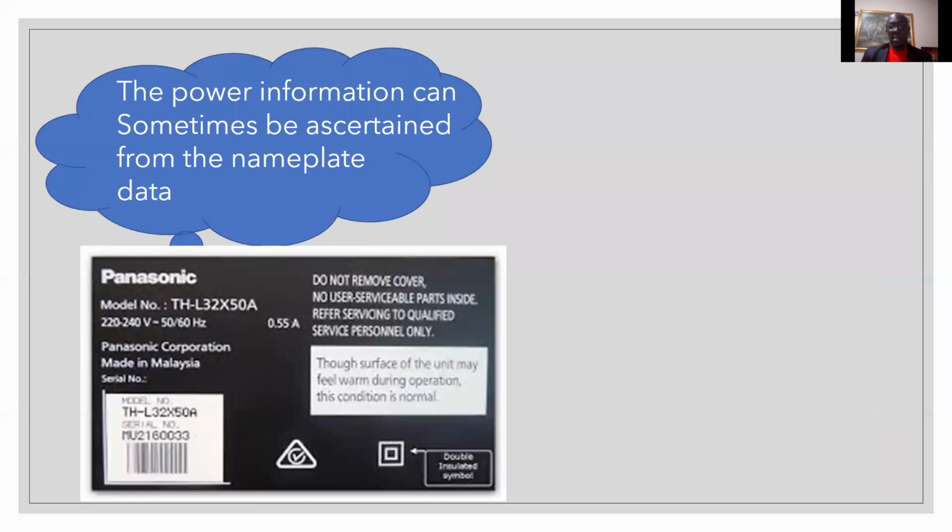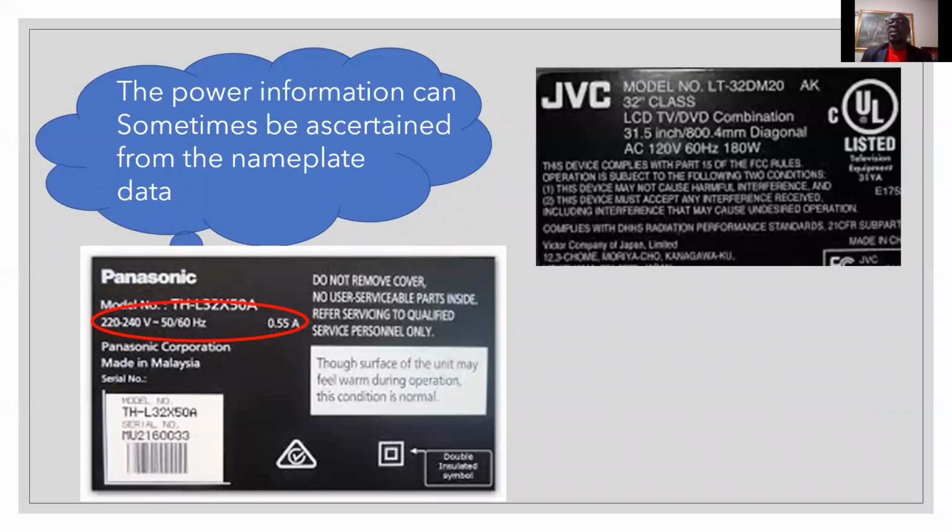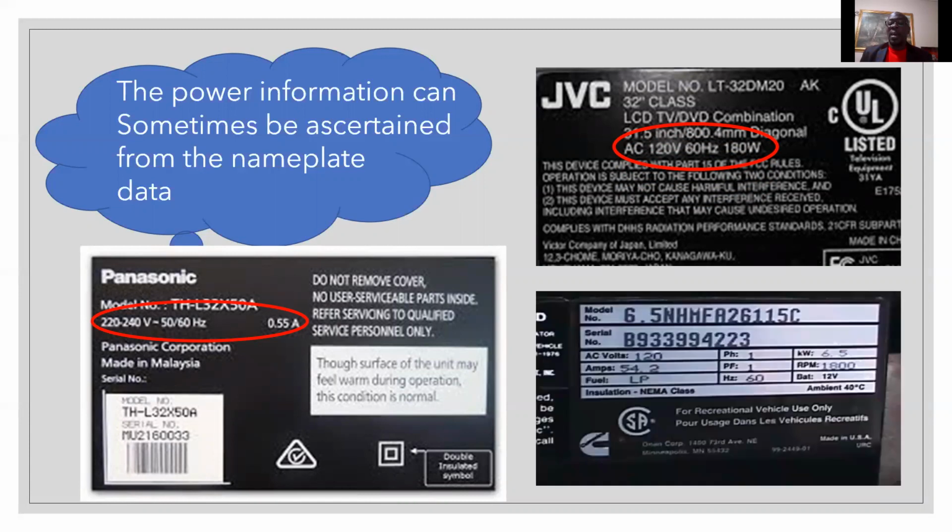So for some appliances, you'll see here we have 220, 240 volts, and we also have the current that the appliance will use, which is 0.55 amperes. In other instances here, we are shown the 180 watts. So there's nothing to calculate. We can see the power consumption. And here we have, again, the supply voltage and the current that it utilizes. So we can determine the actual power of this equipment.